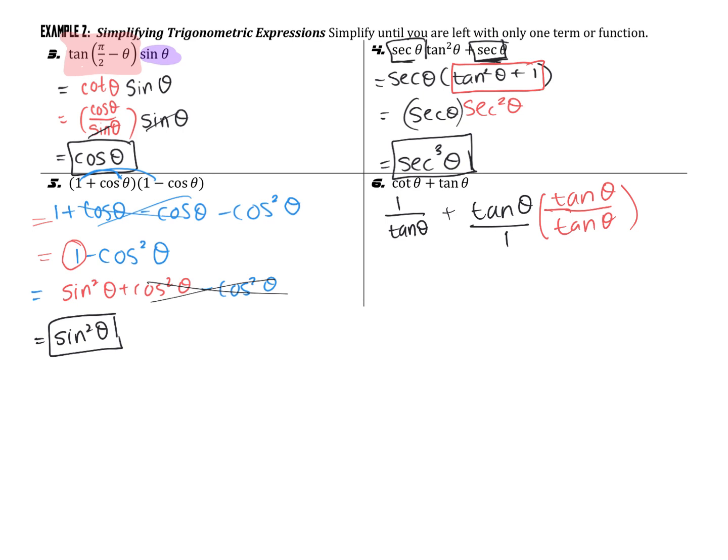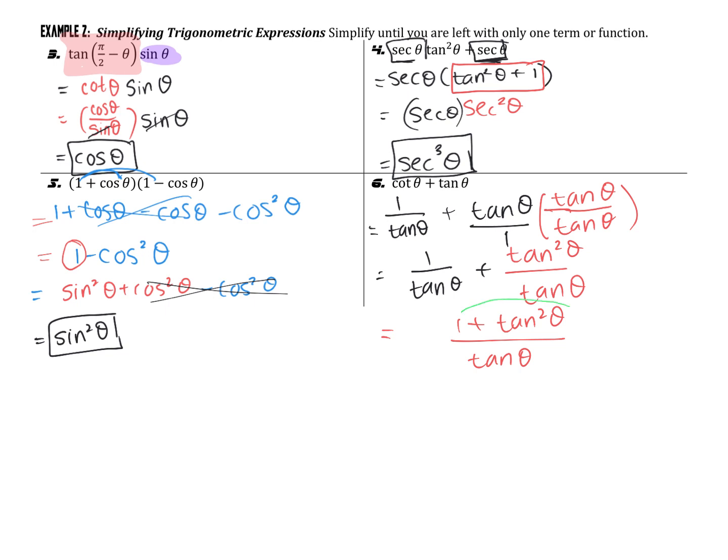So I'm going to keep the first term the same, 1 over tangent of theta, plus now I have tangent squared theta over tangent of theta. And since they have the same denominator, I can now write this as one fraction. Now, do you see anything that looks like a trig identity? Hopefully, you noticed that this looks like a Pythagorean trig identity. 1 plus tangent squared, we actually use that same identity in number 4, is the same thing as secant squared of theta.